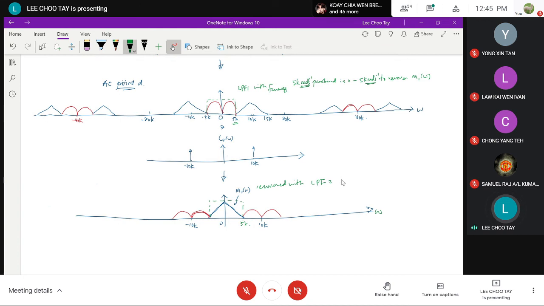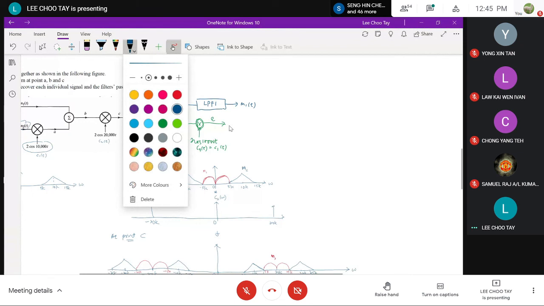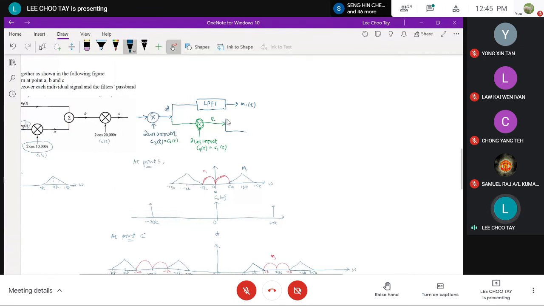Low pass filter number 2 with cutoff frequency equal to 5k radian per second. All right, therefore the passband is 0 to 5k radian per second. So let's draw in the diagram here. So we are going to recover with the low pass filter number 2, and that will give us M2(t).